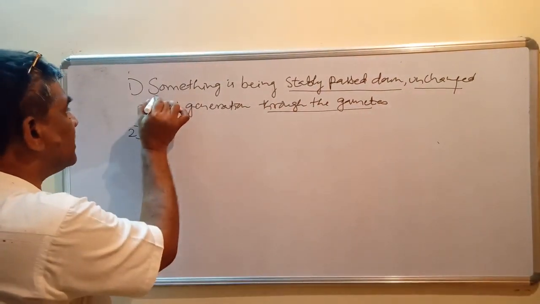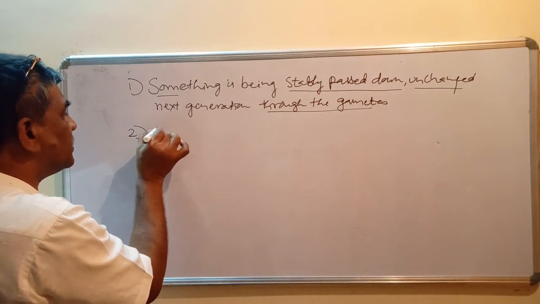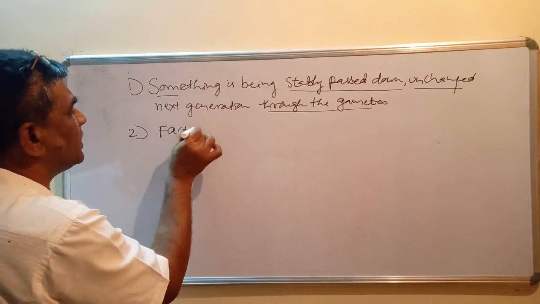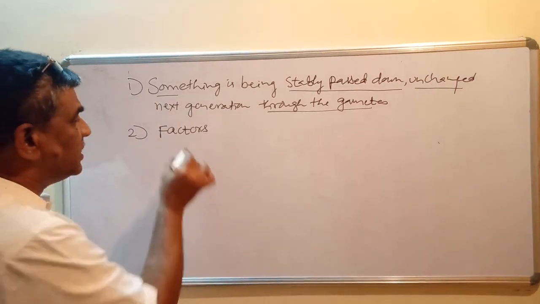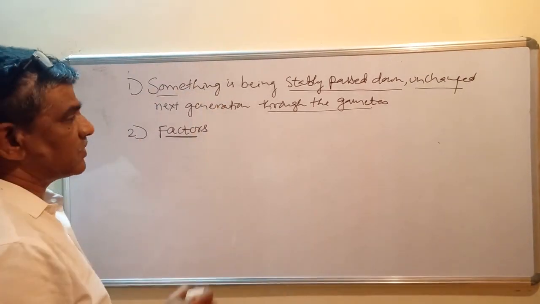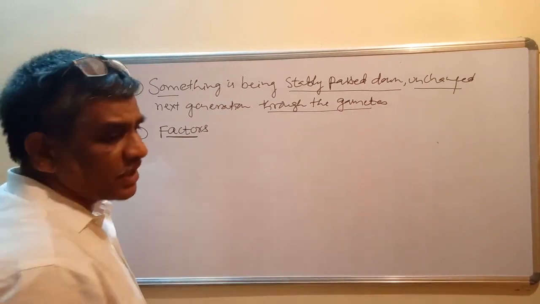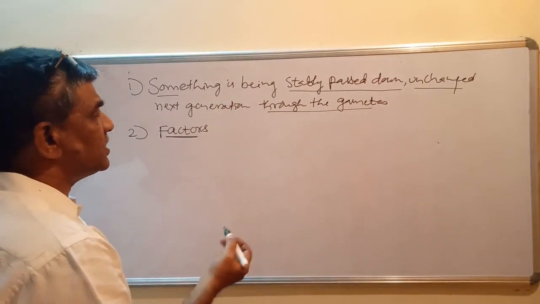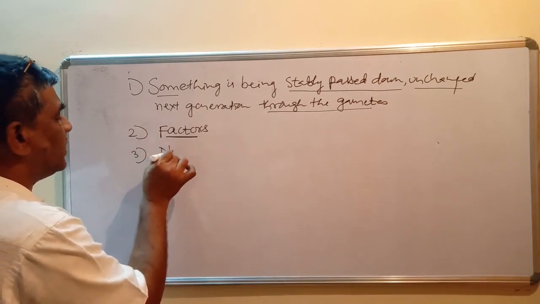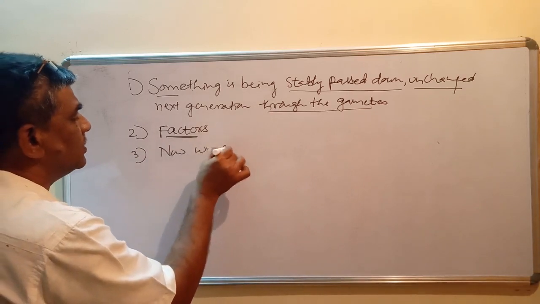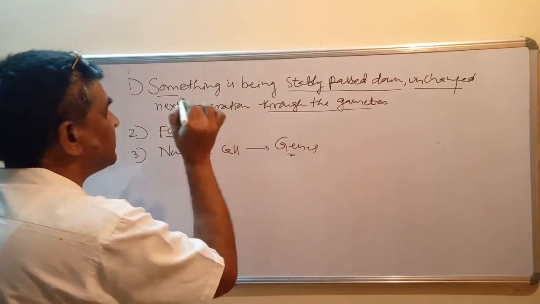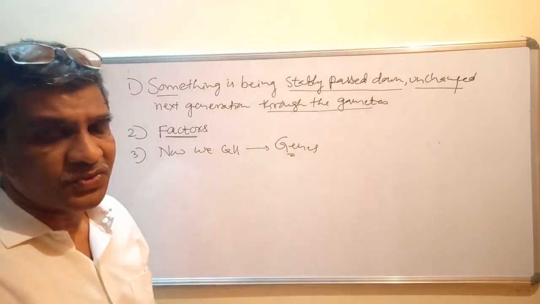Later he called that something factors. He doesn't know the exact word, therefore he called it factors. Some factors are responsible for the inheritance of characteristics from one generation to another generation. And these factors, now we call genes. We have given the name genes to these Mendelian factors.